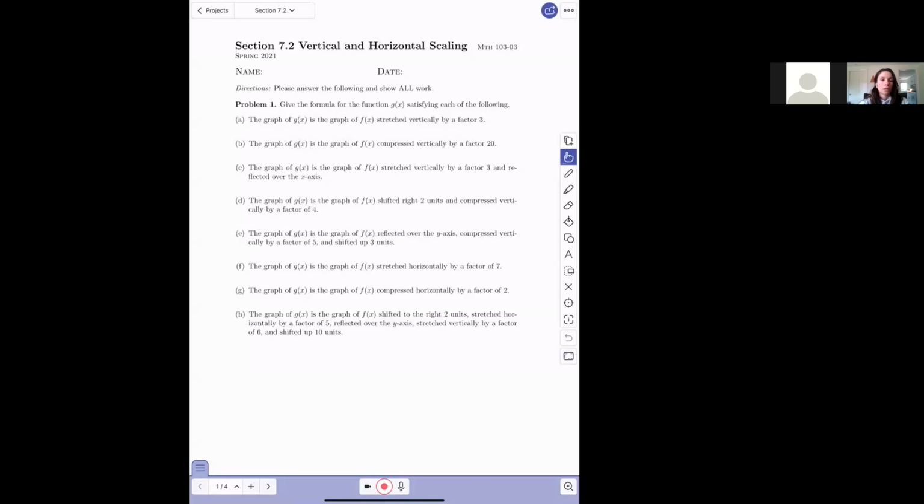So today we're moving on to vertical and horizontal scaling. This is section 7.2 in your textbook. For the first part, it'll be similar to the question from the last section. We're given the formula for a function g of x satisfying the following, and we have to write out that formula.